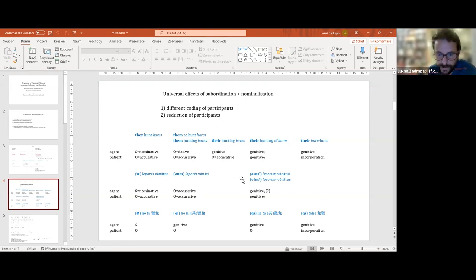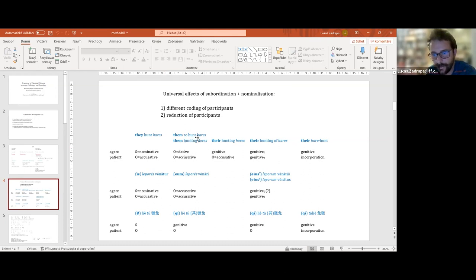I have three languages here again, English, Latin, and Chinese. We can see these various stages of nominalization. We have this agent and patient, and they hunt has, or they are hunting has. The subject, they, is in nominative, and it is really a real subject, and we have an accusative object, which we call agent and patient in English in a normal sentence. Here we have that they are hunting has, and this is the same. So this is the weakest nominalization, but still already a slight nominalization, which is subordination in a sense.